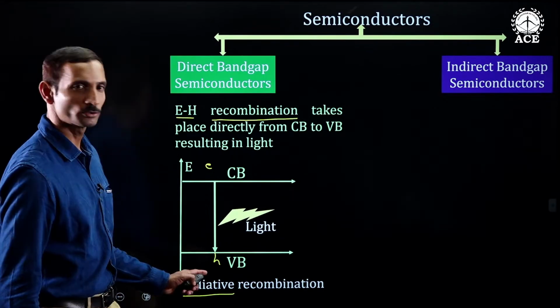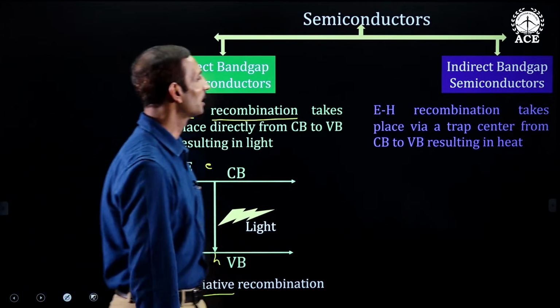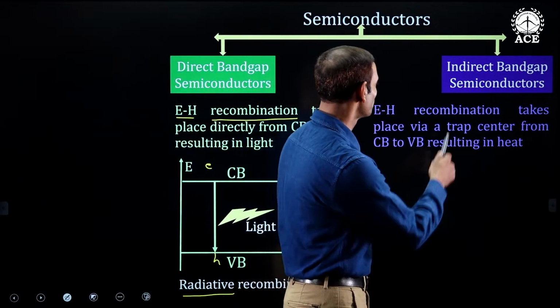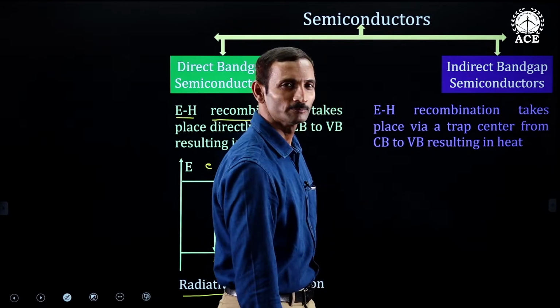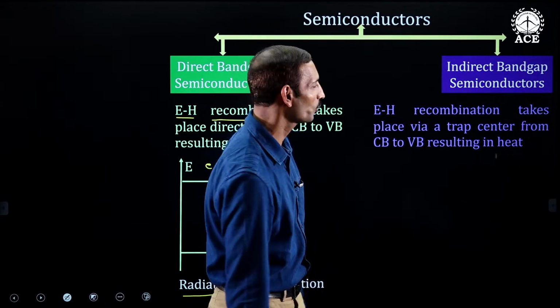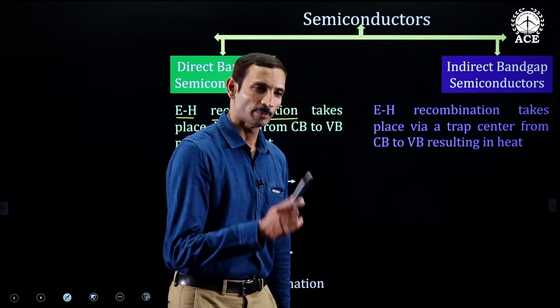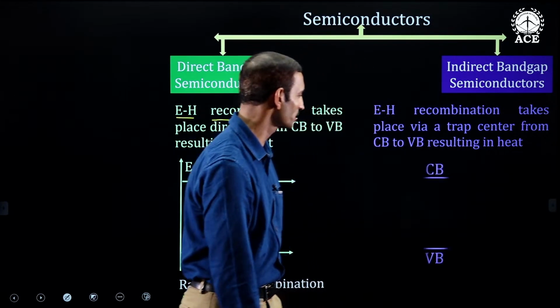Right. So we understood light would come out because of this recombination. Now coming to the other side, indirect bandgap semiconductors. The electron-hole recombination takes place via a trap center, from CB to VB. What do we mean by this? At the same time, this would result in heat also. Let us understand this one.